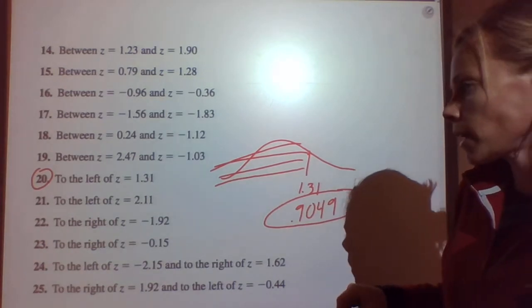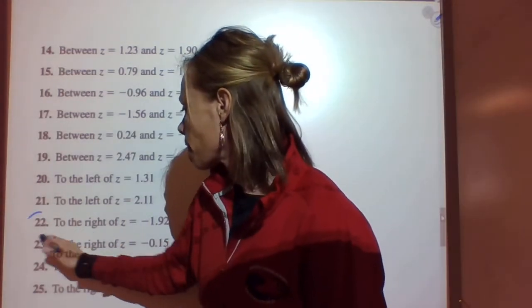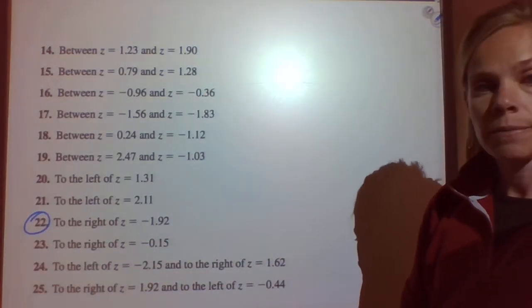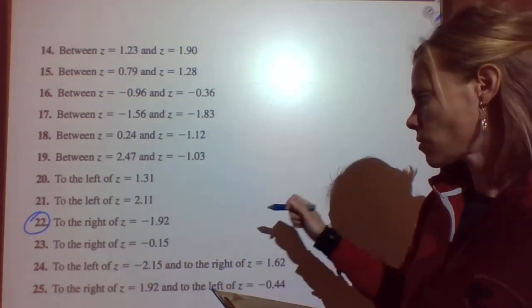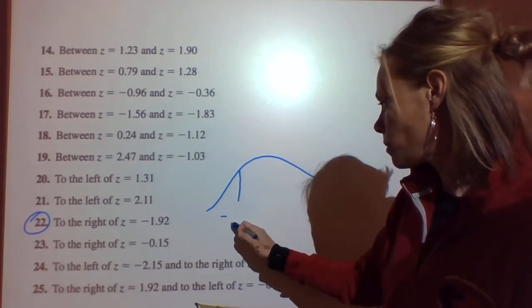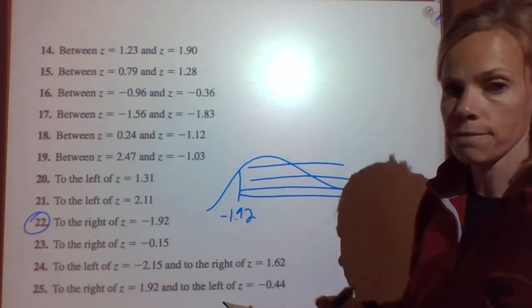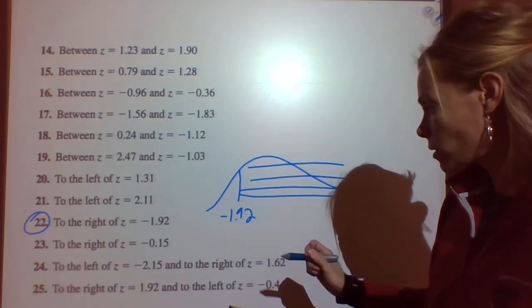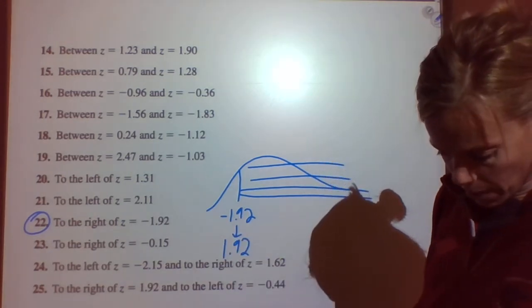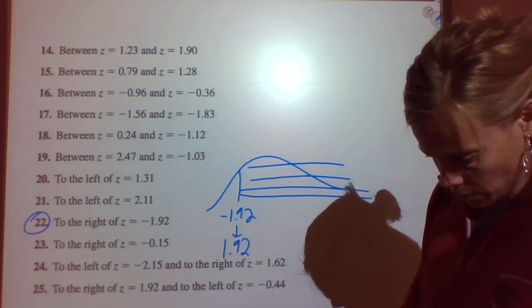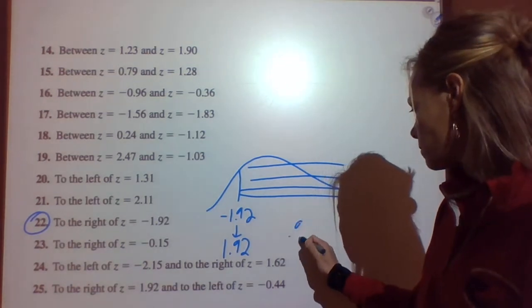Let's do an area to the right. So 22. So what's my rule of area to the right? Look up the opposite z-score. Now, it's not between, it's just to the right. So if I have negative 1.92 and I want everything to the right, this is when I flip the z-score. So now I can look up a positive 1.92, and if I look up a positive 1.92, I get 0.9726.